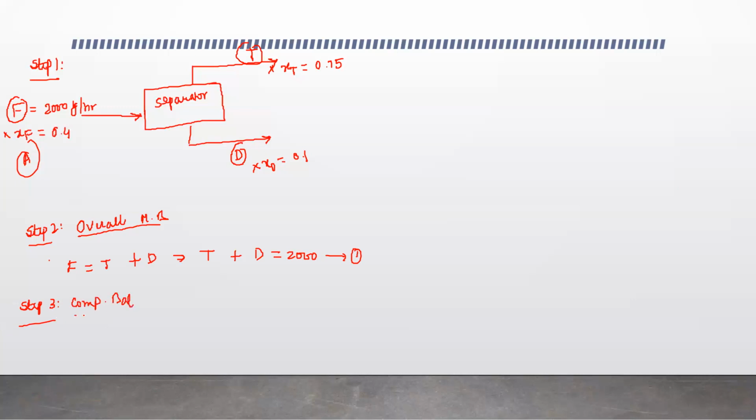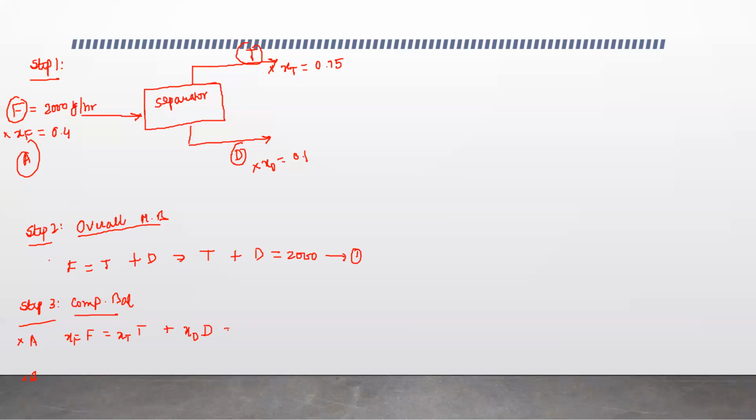Then next we are going to do component balance. There are two components, component A and component B, so we are going to make equations for both. If 0.4 is the weight fraction of A in the feed, then what is going to be the amount of A in the feed? It's going to be XF into F, right? What is going to be A in the top stream? It's going to be XT into T. And similarly, what is going to be A in the bottom stream? It's going to be XD into D.